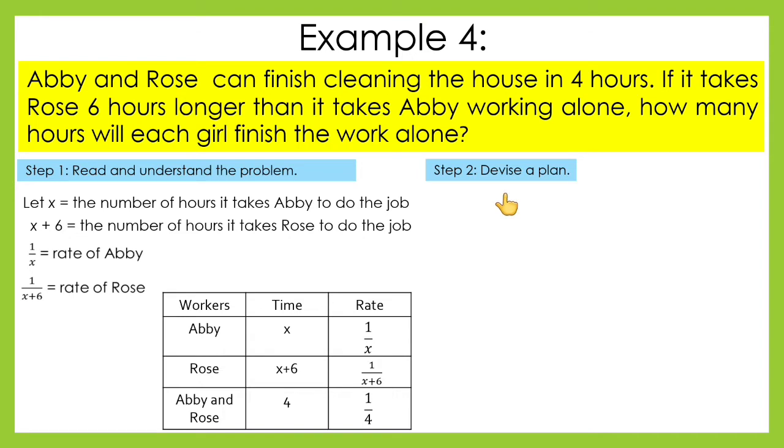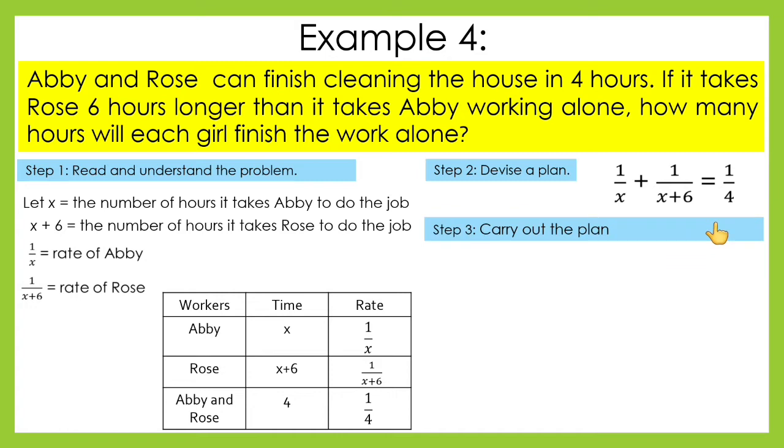Okay, step 2 is to devise a plan. Create tayo ng equation na may relation between sa rate nila Abby and Rose. So, as you can see here, ang rate nila ay 1 over x at saka 1 over x plus 6. Pag pinagsama natin, equal yun sa 1 over 4. So, we have 1 over x plus 1 over x plus 6 equals 1 over 4. That is our equation. This is an example of a rational algebraic equation.